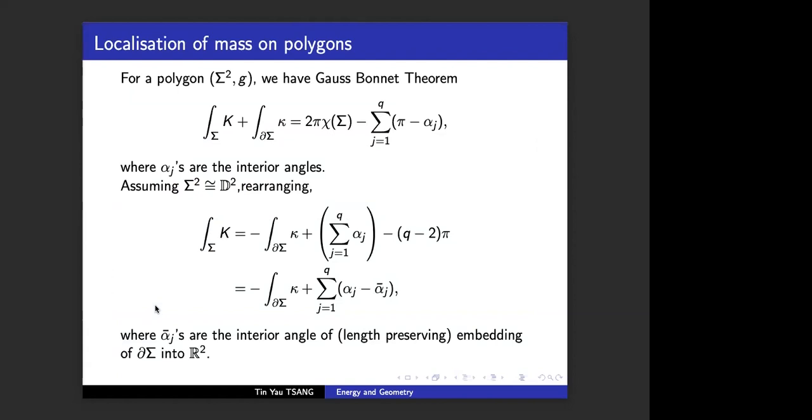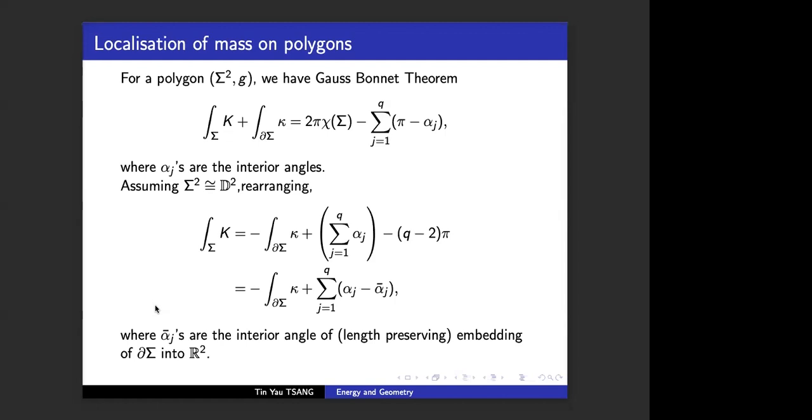So localization of mass on polygons is as follows. Again, Gauss-Bonnet theorem, deja vu. Well, how can you play with the Gauss-Bonnet theorem? Of course, we can, again, this time on a polygon. We can tell that the integral of Gauss curvature, you put the last line here, is the negative of the integral of geodesic curvature and then the difference of the angles.